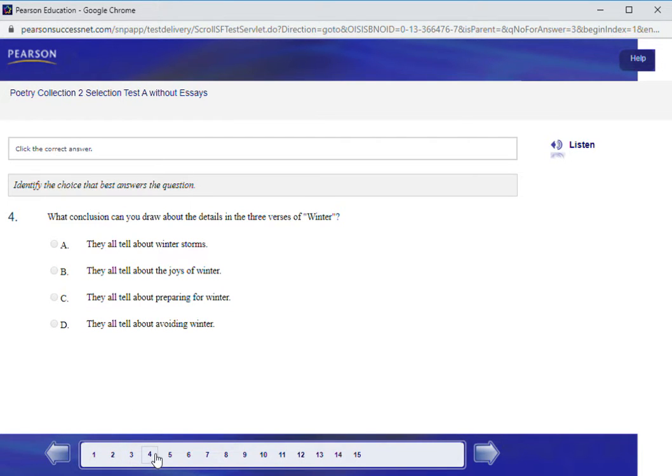Number four. What conclusion can you draw about the details in the three verses of "Winter"? A, they all tell about winter storms? No. This is preparing for winter, not during the height of winter. B, they all tell about the joys of winter? No. C, they all tell about preparing for winter? Yes. D, they all tell about avoiding winter? Well, there's no avoiding winter. So C, preparing for winter. All the things that the animals and the people do to prepare for winter.